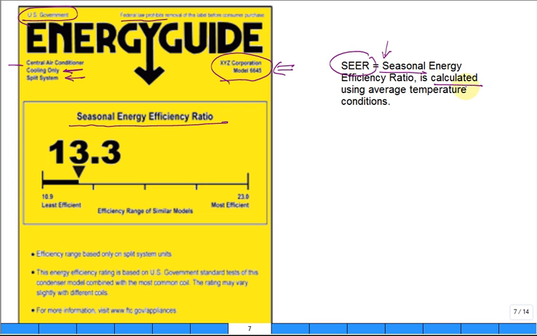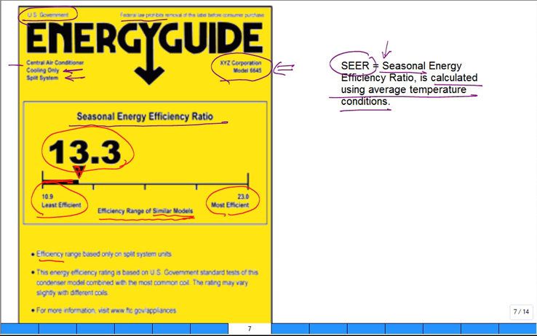So it's calculated using the average temperature conditions where the temperature fluctuates. So they say sometimes we run it hot outside, sometimes cool outside. So this unit looks like it's coming in at around a 13.3. Energy efficiency range of similar models. So it looks like out on the market you could buy the least efficient would be around 11 or 10.9, and the most efficient 23 for the SEER in that range. And so you're looking at buying something on this scale. That's what they're showing you for this sticker.